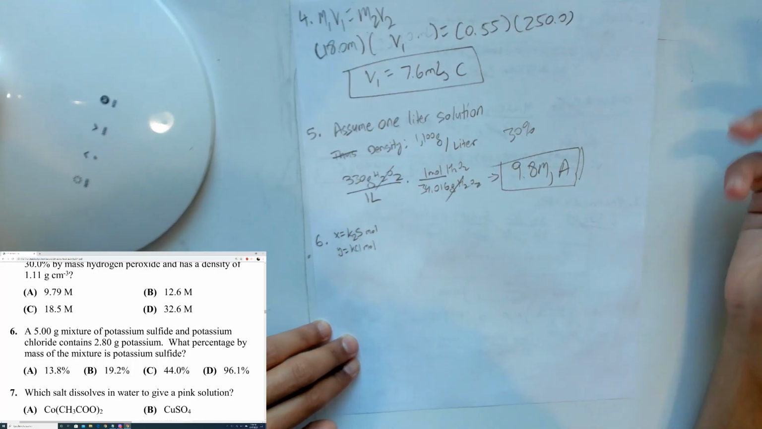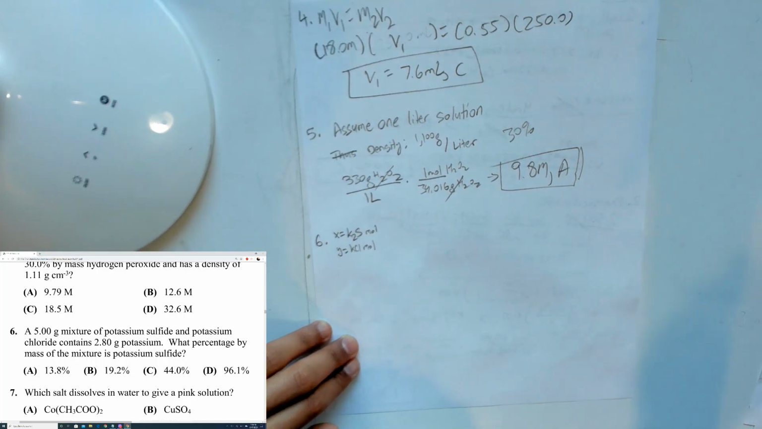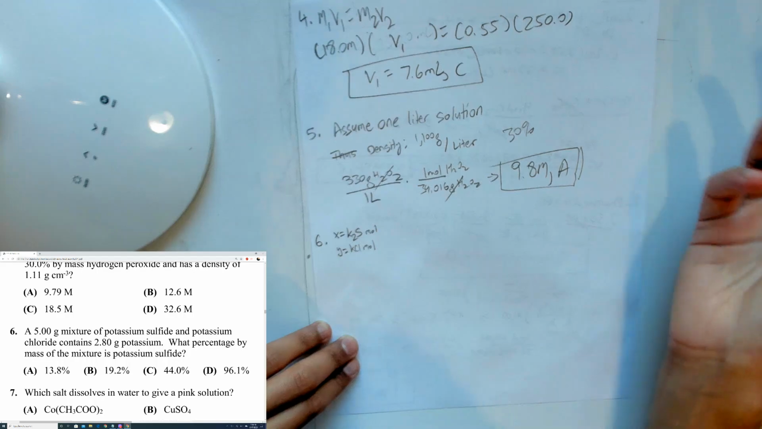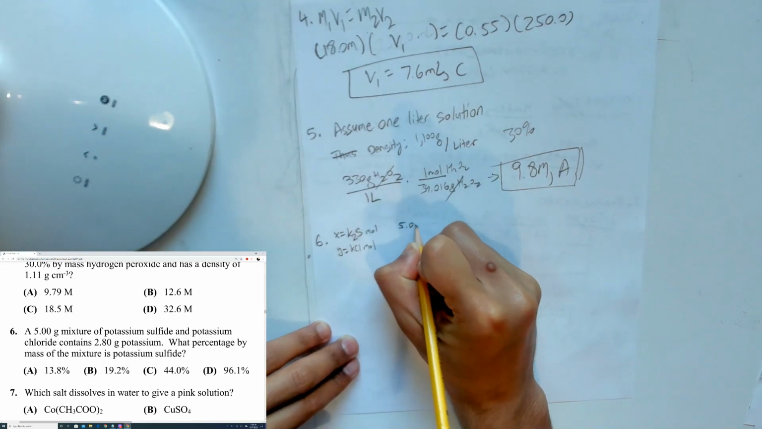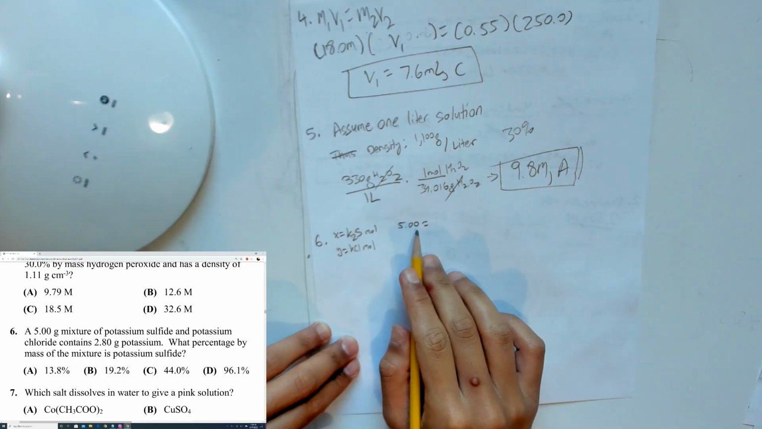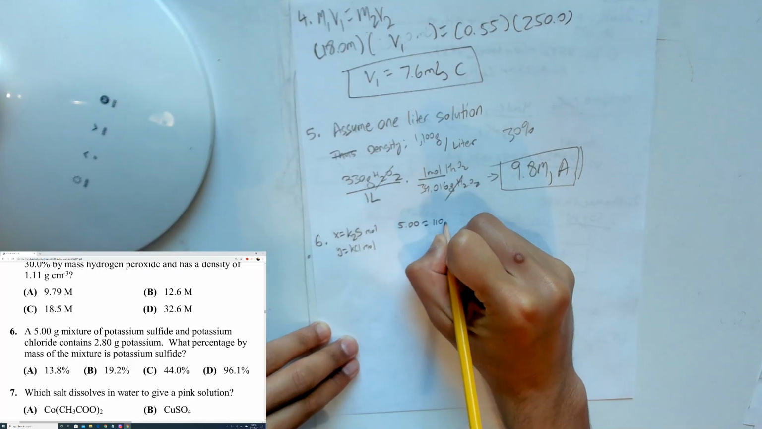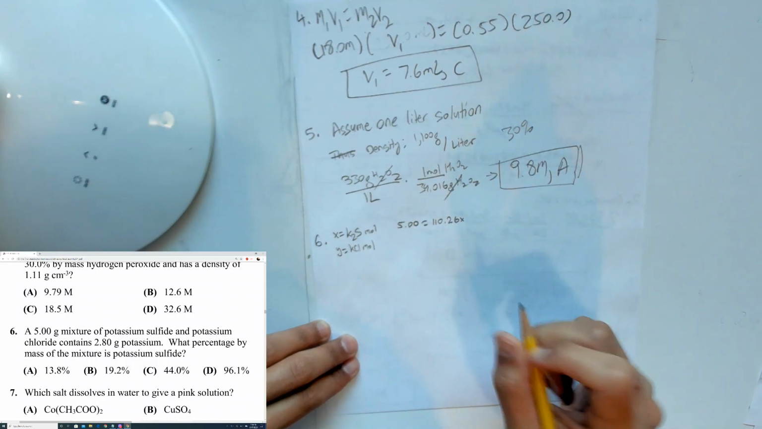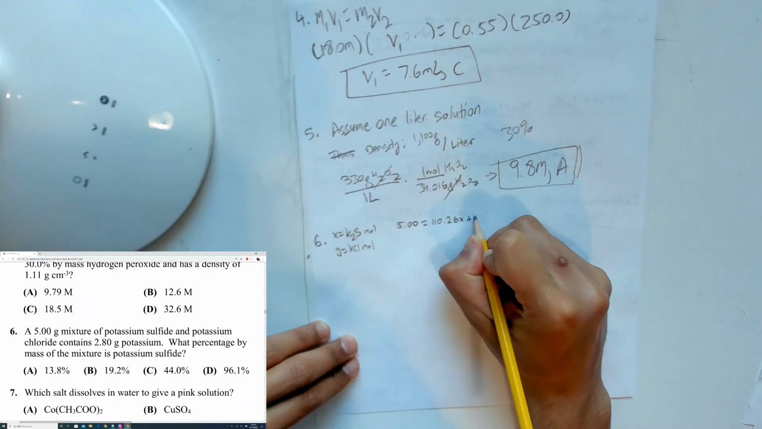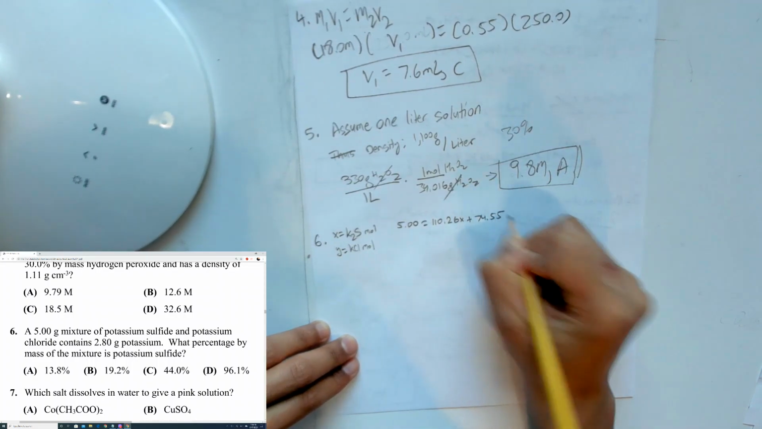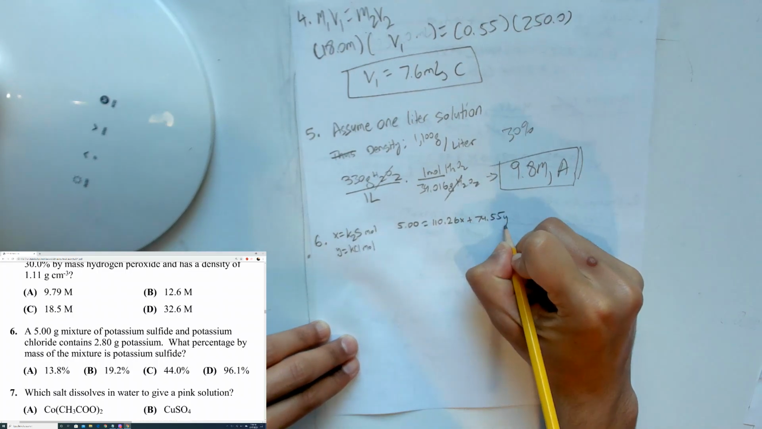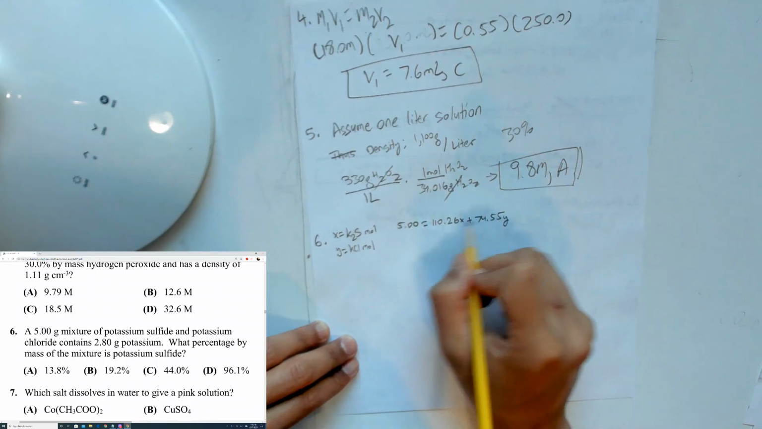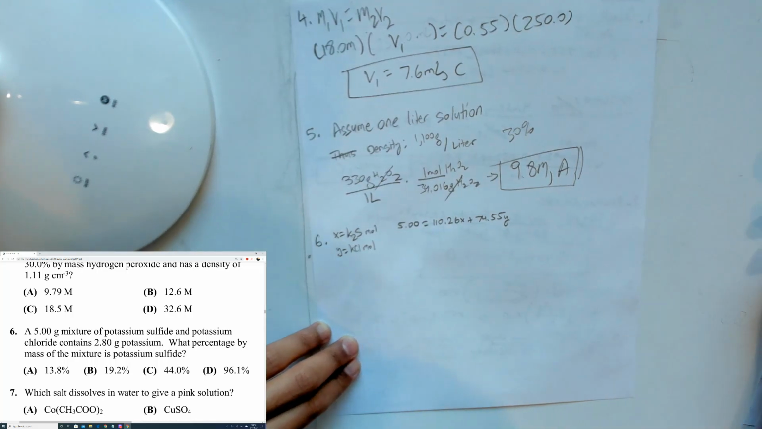Now I want you to pause this video and write down the system of equations that will help. If you didn't get it, then you're watching this. So then we're going to write 5 grams equals the molar mass of potassium sulfide times the moles, plus the molar mass of potassium chloride times the amount of moles it has. So this will give you the total mass of the mixture.